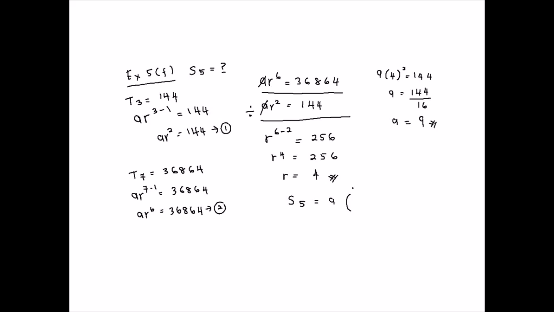And since R more than 1, we use A multiplied by R power n minus 1 over R minus 1. This is for when R more than 1. Substitute A 9. Substitute R 4 power 5 minus 1 over 4 minus 1. Okay, you can straight away use your calculator to calculate the answer. And if you calculate correctly, you should get S5 equal 3069.